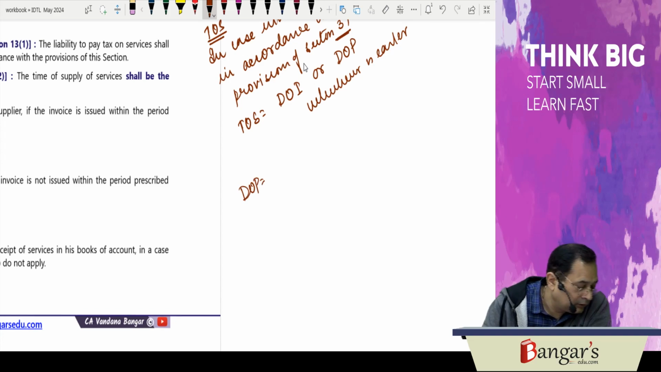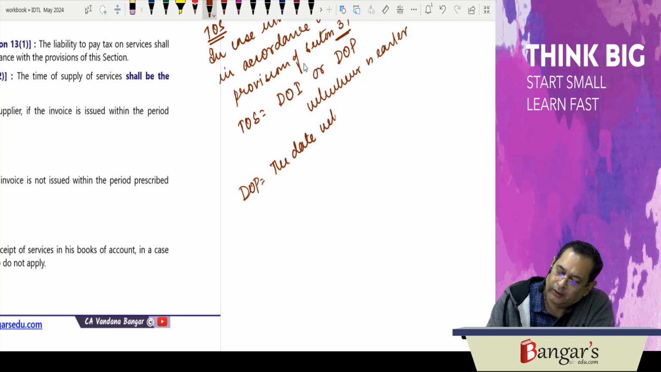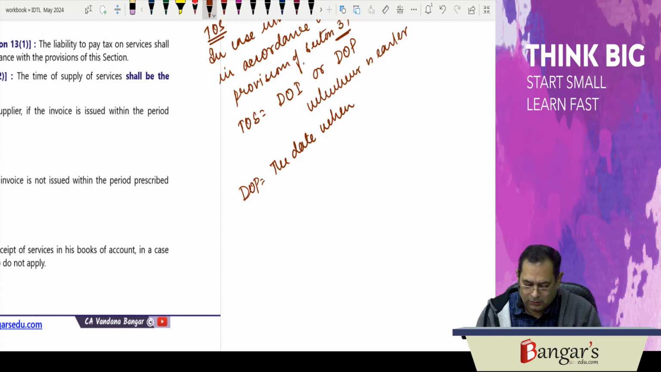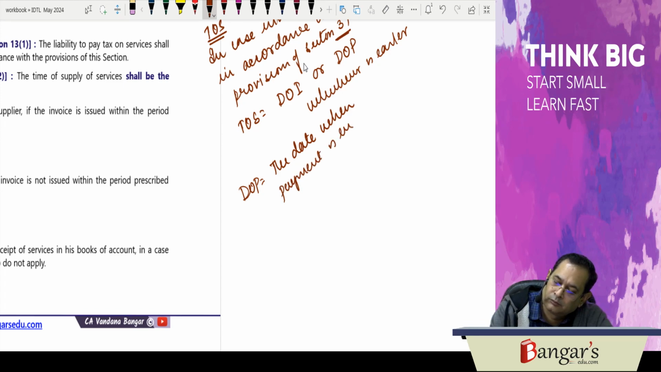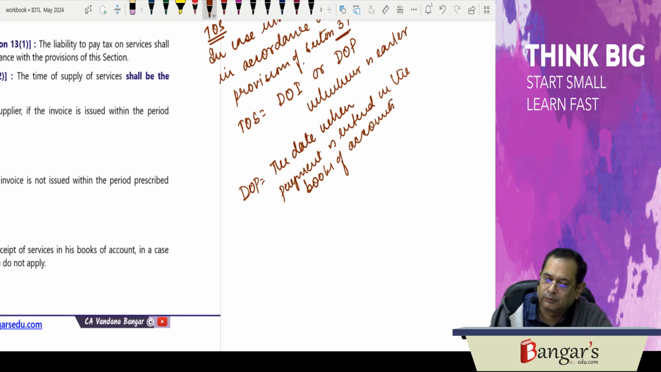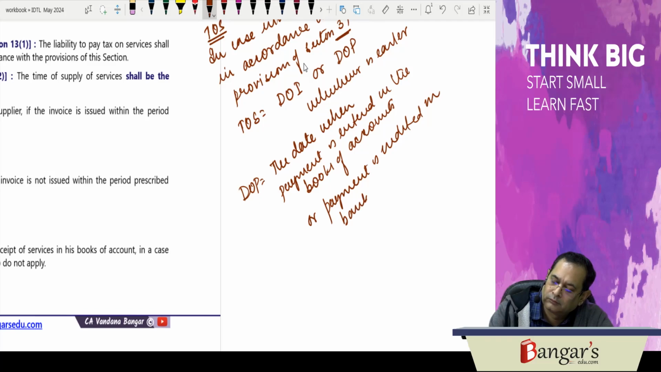Date of payment is the date when payment is entered in the books of accounts, or when the payment is, say, credited in the bank account. Whichever is earlier.